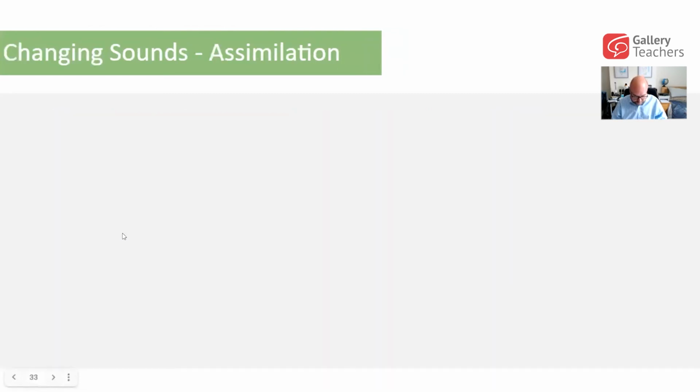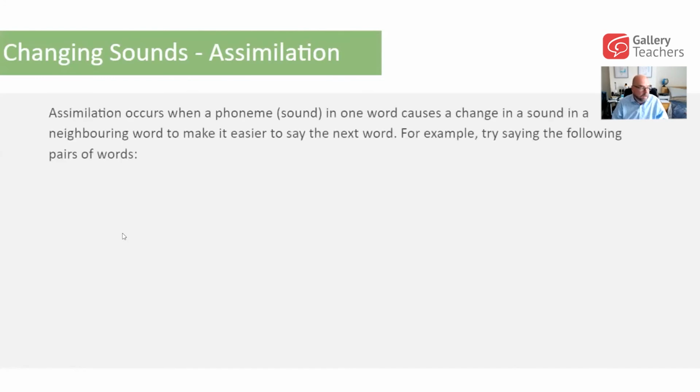Assimilation, and if you remember the example we used here was "goodbye." Now, assimilation is where the sound, a phoneme at the end of one word, causes a change in a sound in a neighboring word, the word that follows it. And this just simply is about making it easier to say in fast speech. So here's some examples for you. In bath. Last year. Hyde Park.